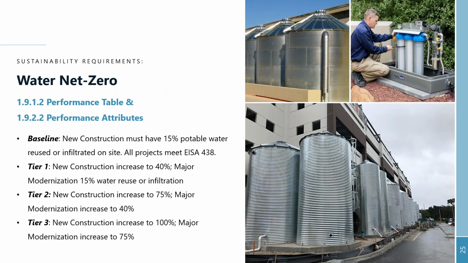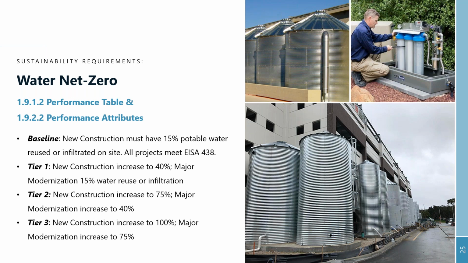The water net zero has really had a big impact in a change. It used to baseline just meet the ESA 438 requirements. They have now added that new construction projects must have a 15% potable water reuse or infiltration on site.